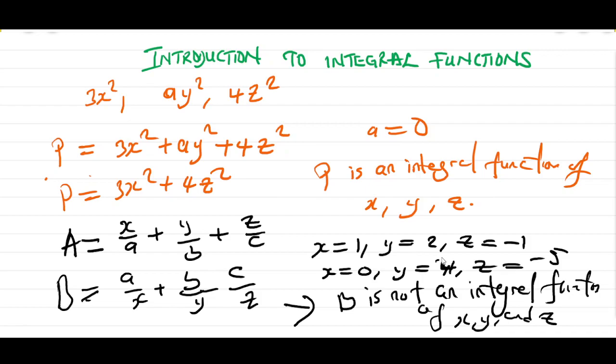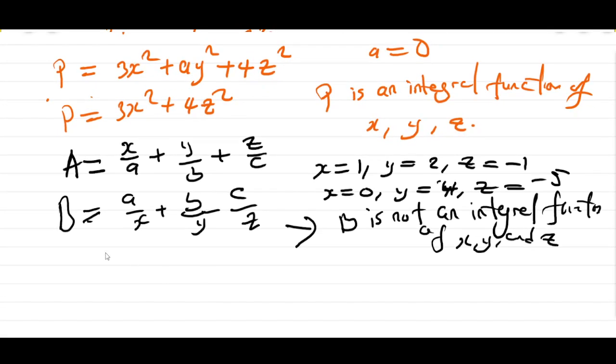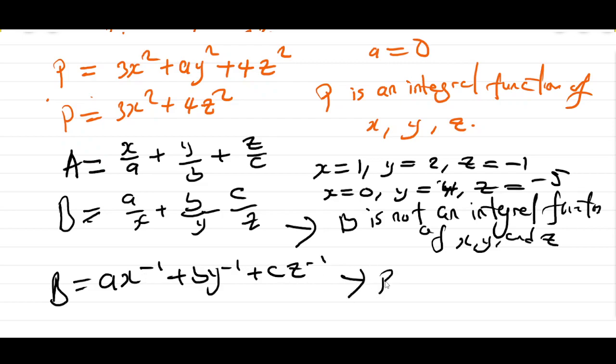Why? Because here the powers of the unknowns are fractional or negative. Let's say B is the same thing as a x to the -1 power plus b y to the -1 power plus c z to the -1 power. So you see that it does not have positive integral values for the powers of the unknowns. So these are actually called rational functions.